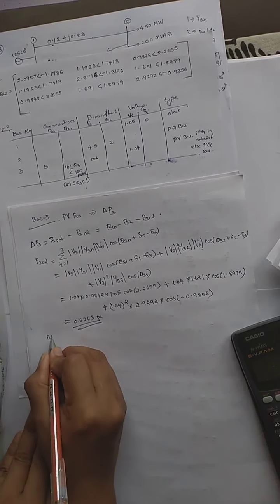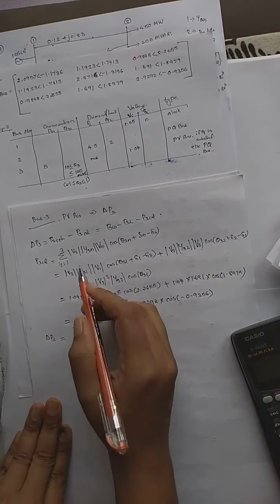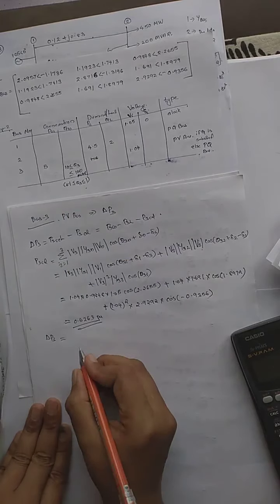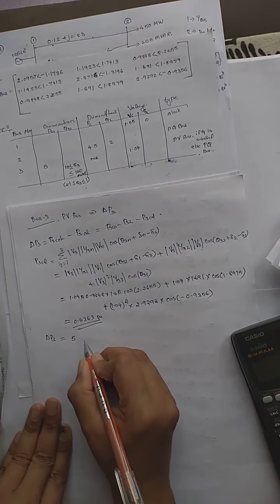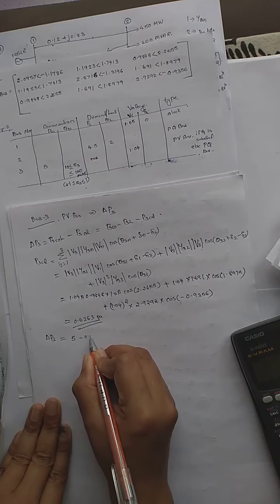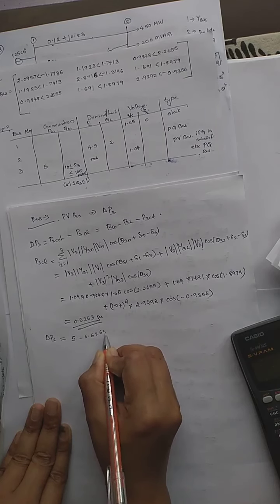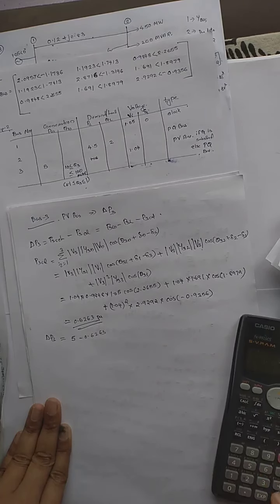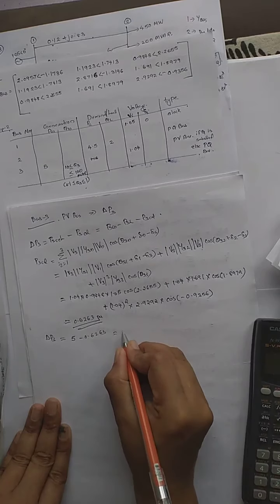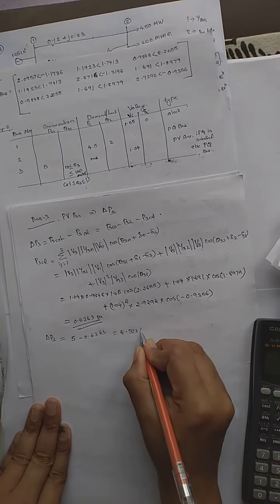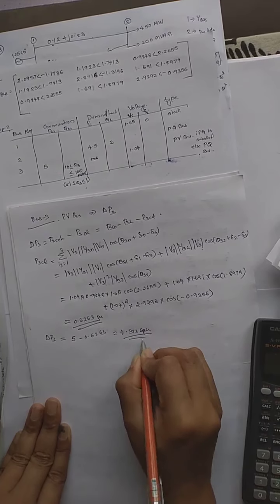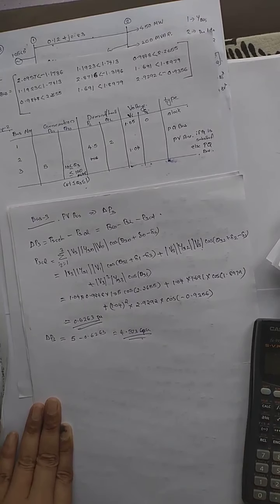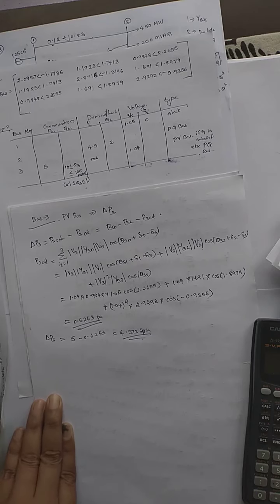Then I have to calculate my delta P3. Delta P3 value is P3 generated, which is 5, minus load, it is not there, minus then 0.6263. So 5 minus answer, I will get it as 4.37366 per unit. So this is my delta P3 value. Delta P3 value I got as around 4.33-something.